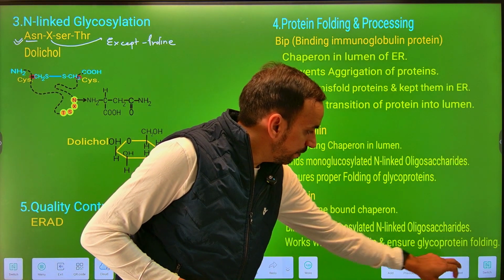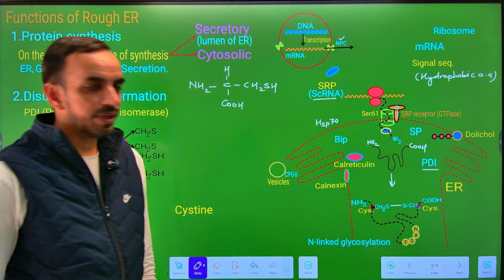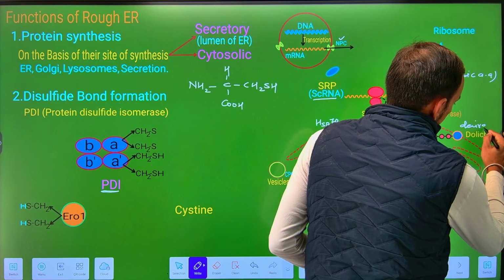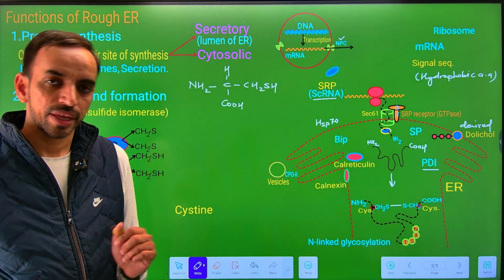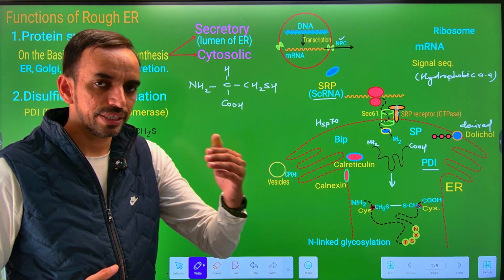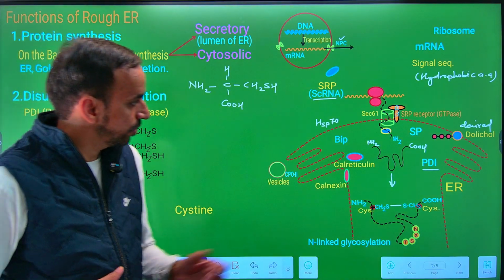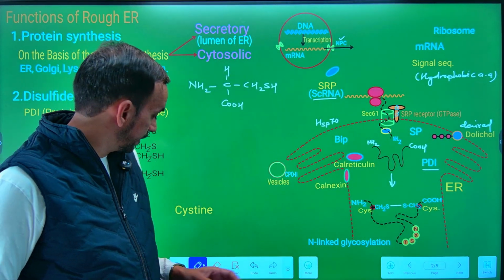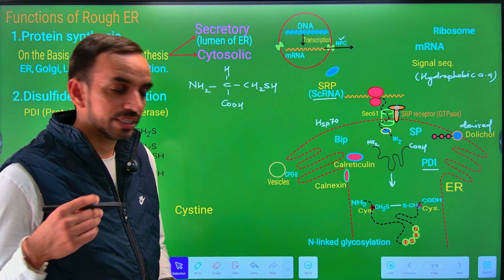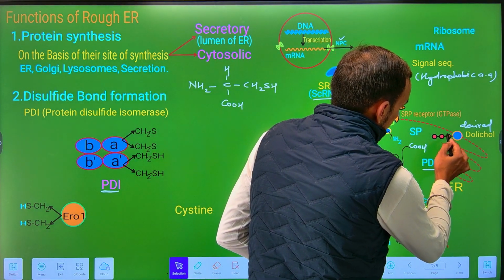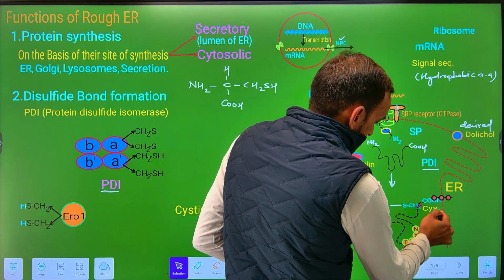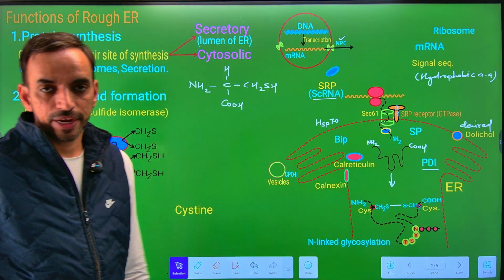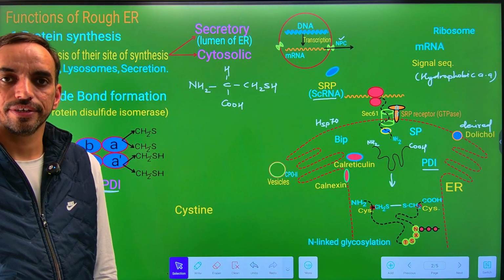Now on the membrane of rough endoplasmic reticulum, we have a derived lipid which is known as dolichol. This dolichol provides the surface for the synthesis of oligosaccharides. And there is another enzyme known as glycosyl transferase, which transfers this oligosaccharide onto the NH2 group of the asparagine amino acid, and the process is known as N-linked glycosylation.